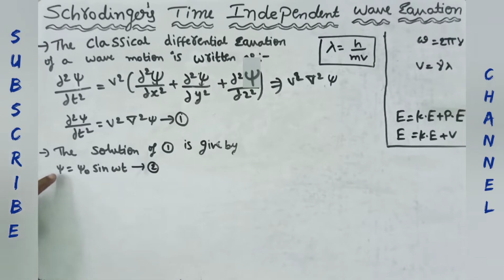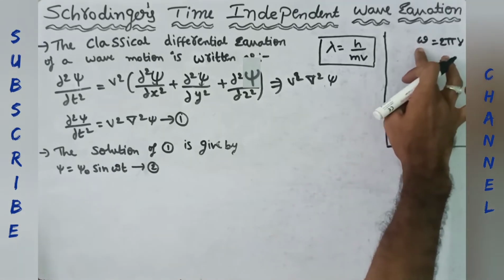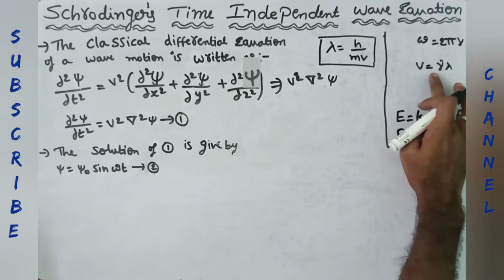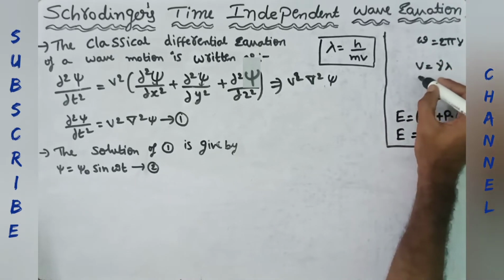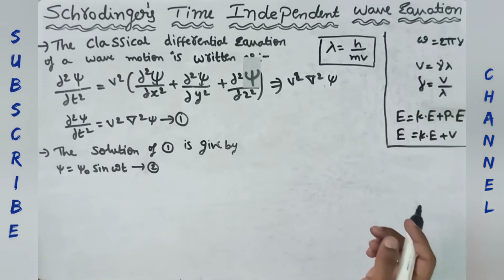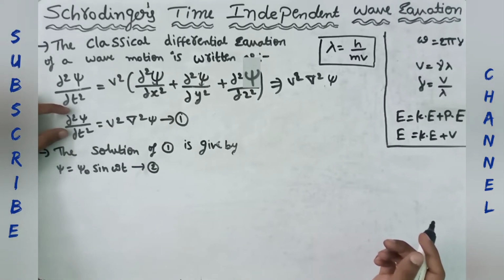If we differentiate this equation 2 times, then we get dou square psi by dou t square. That value we are going to substitute here. Before substituting, we have to simplify the term omega, the angular frequency. Omega equals 2 pi into frequency. From v equals frequency into lambda, we replace frequency equals v by lambda. After substituting and simplifying, we have to substitute the value of dou square psi by dou t square here.